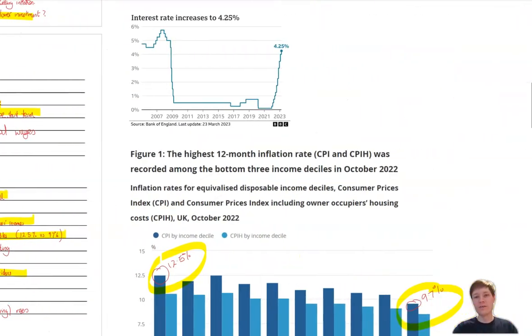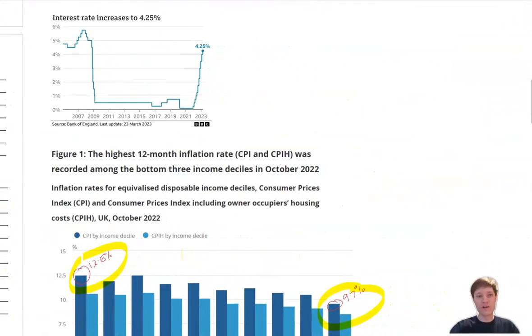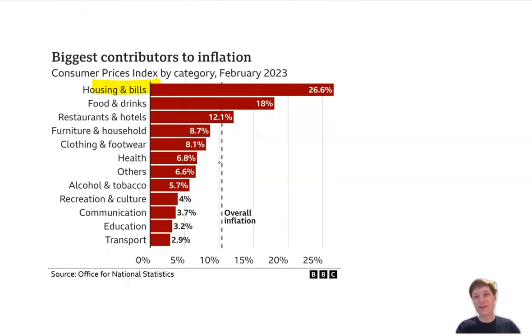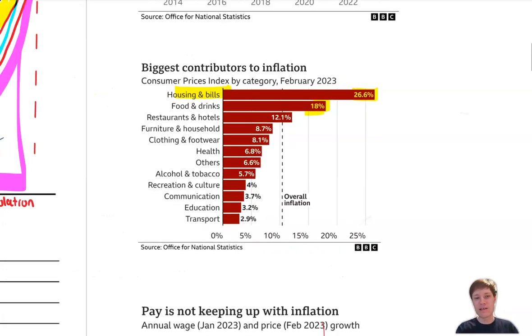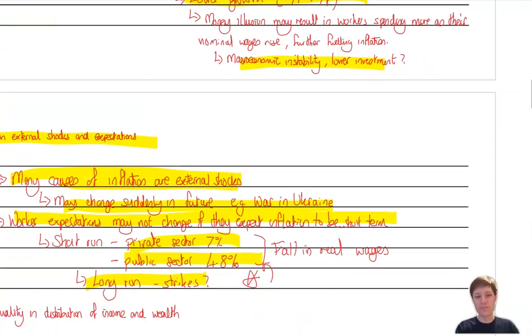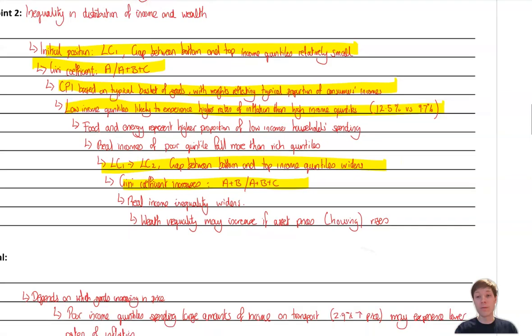What if necessities go up at a higher rate than, say, luxuries? And we can see that from our breakdown. The first chart you can look at is the breakdown here. We can see that housing and bills, particularly energy bills, have gone up by an incredible amount. Food and drink by 18%. So the biggest two areas, possibly less housing, but certainly energy bills and food, are going to hit the poor by a greater amount.